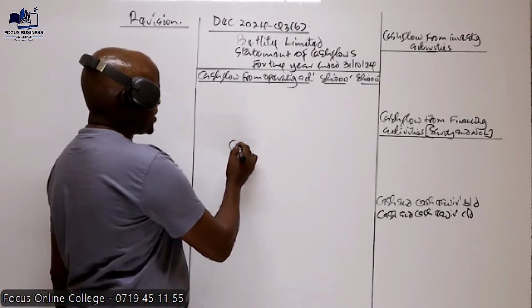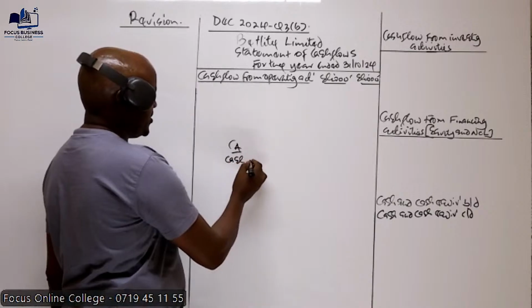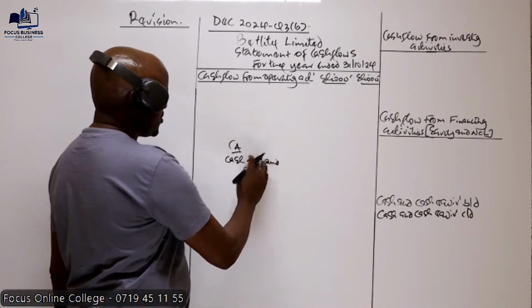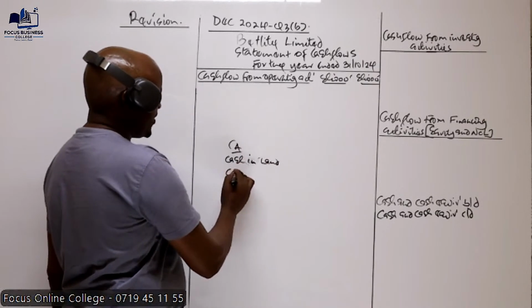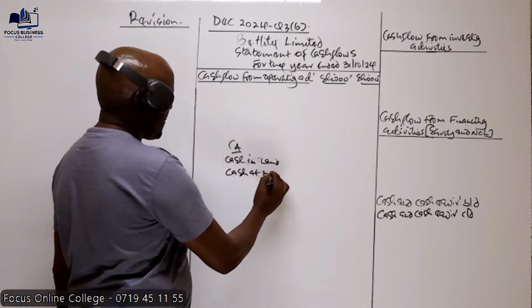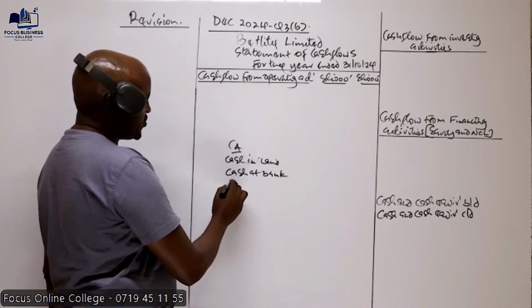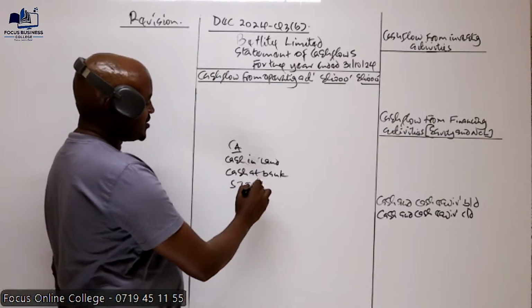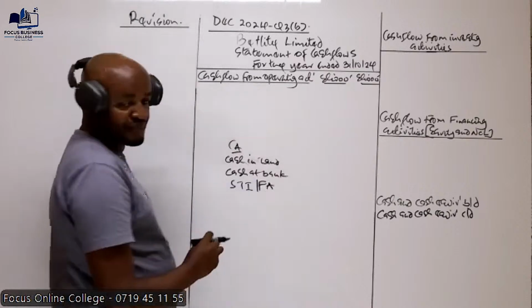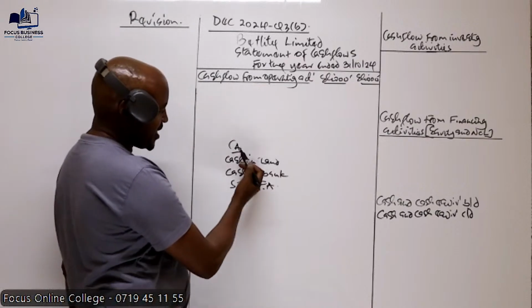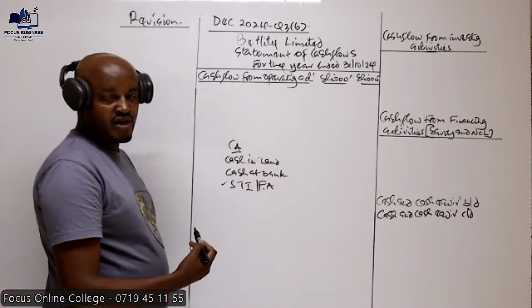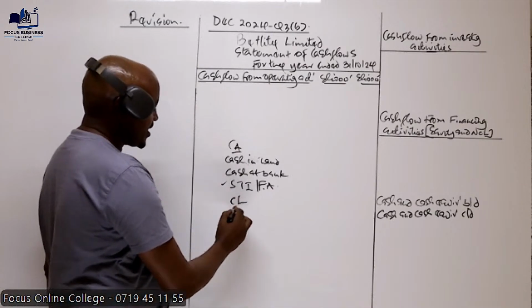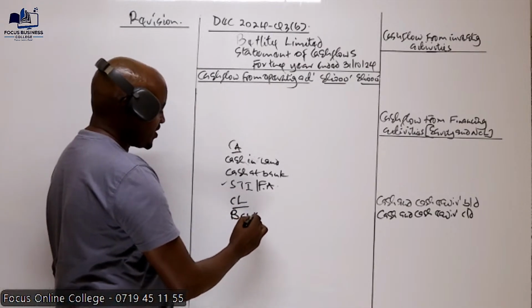So maybe under the current asset, you're given the cash at hand, or the cash in hand. You're given, for example, the cash at bank, and maybe you're also given short-term investment. Short-term investment can also be known as financial assets. In case you're given a financial asset at the current asset, that is a short-term what? Investment. And then at the current liabilities, check whether you have a bank overdraft.